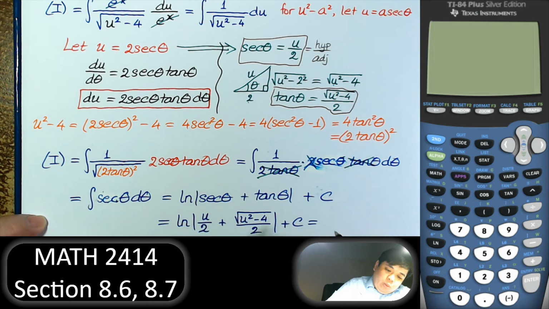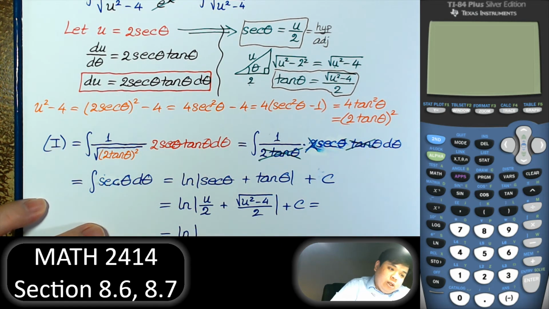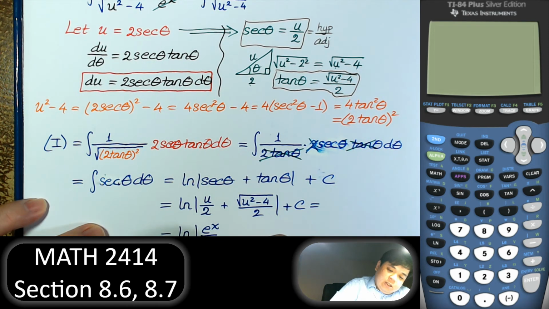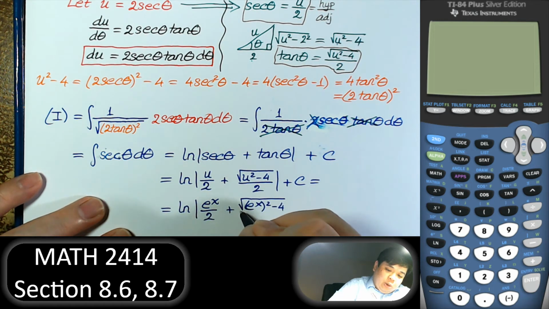Now we know u is e to the x, and here we have the square root of e to the x squared minus 4, over 2.